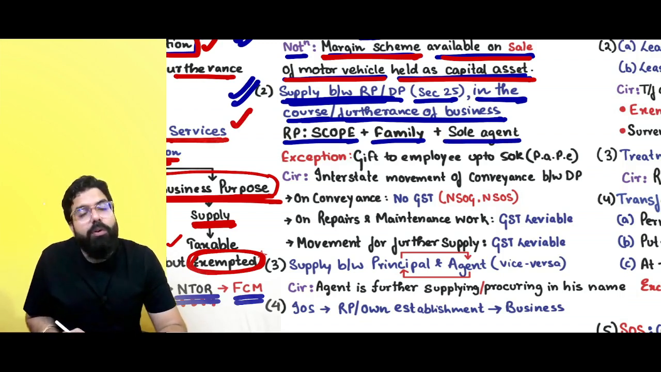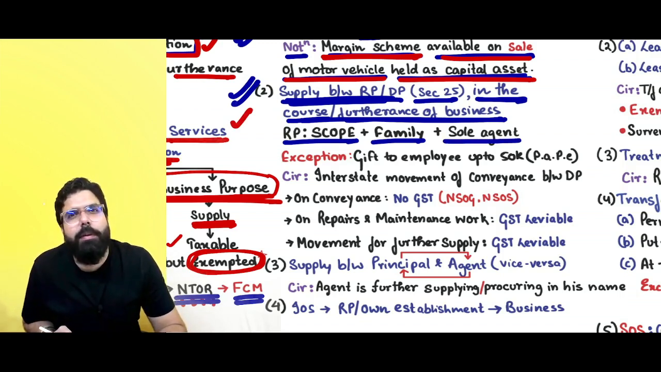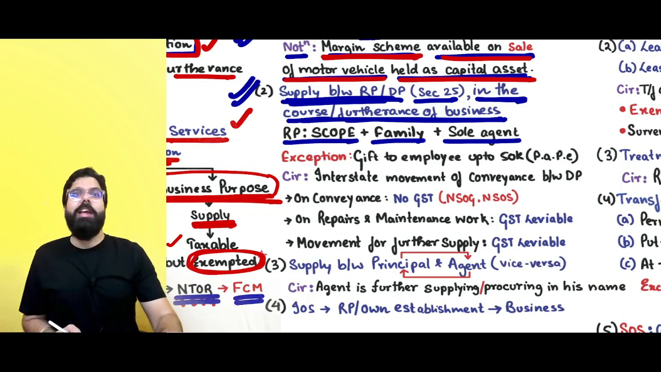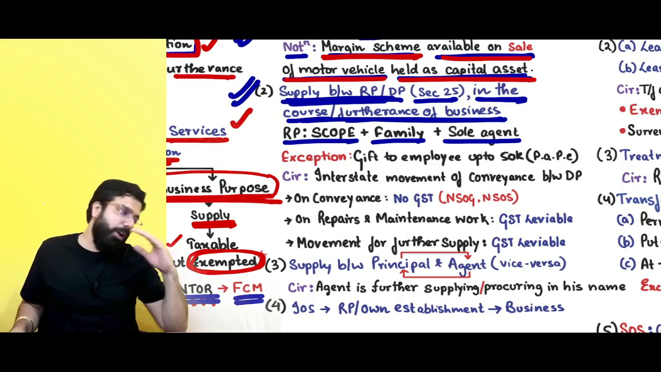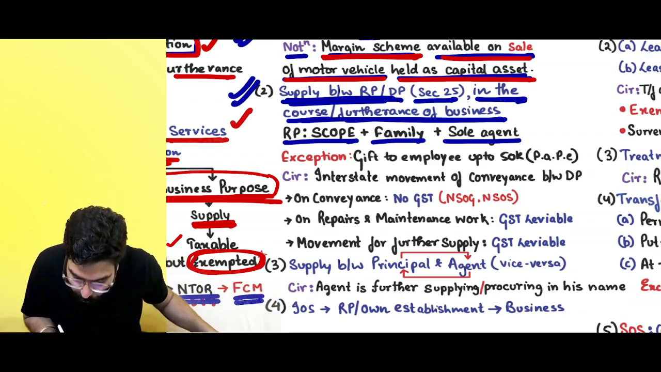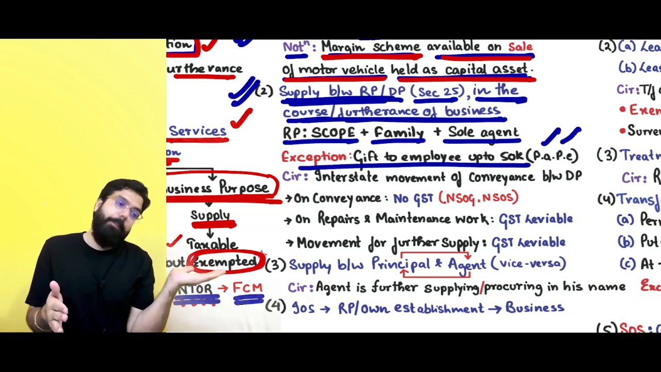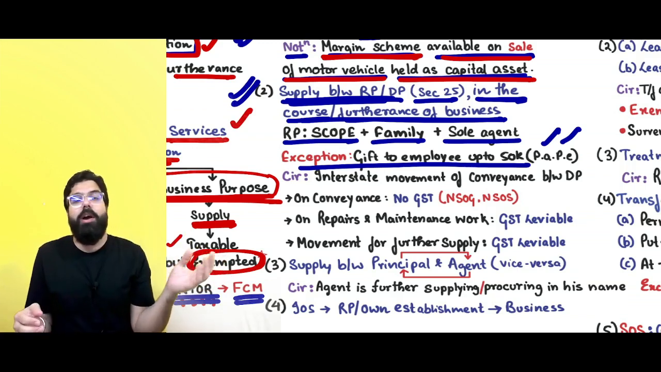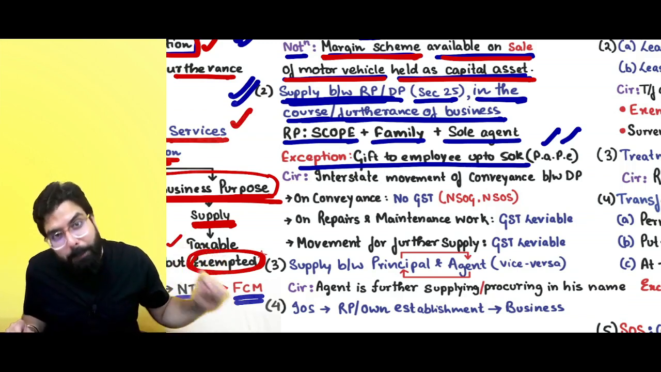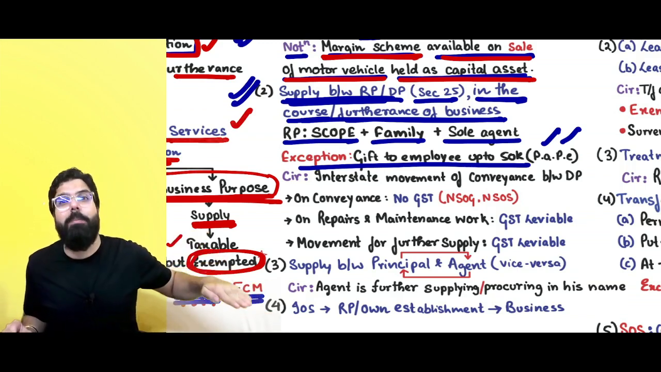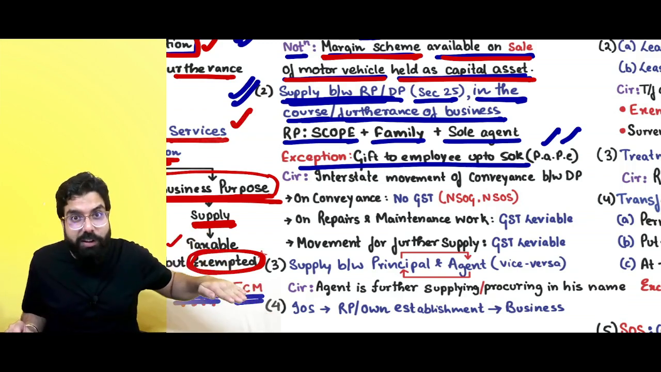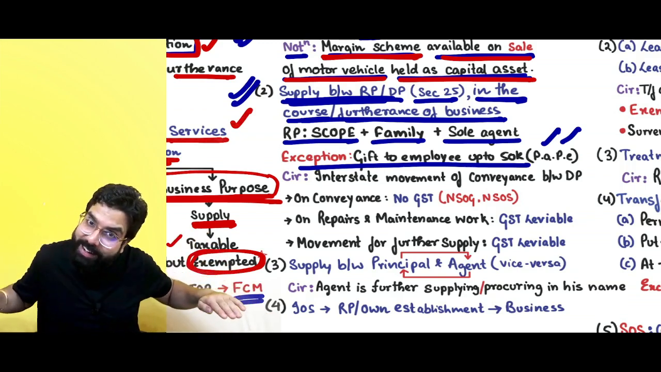If you are talking about a related person, which is basically your employee, one thing is told: whenever you give a gift up to 50,000 per annum per employee, even if the employee is related, it shall not be a supply. If it is not a supply, always remember you will not get the ITC also.